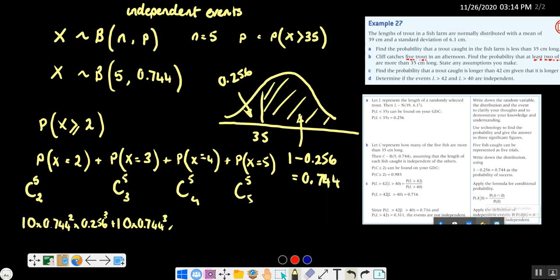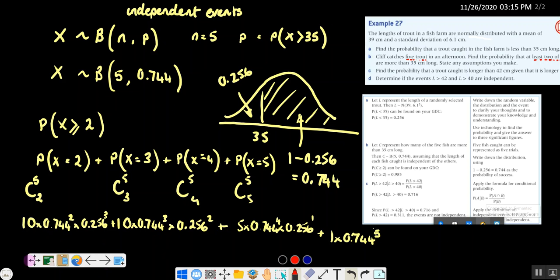0.744 to the power of 3 times 0.256 to the power of 2 plus, what was it, 5 times 0.744 to the power of 4, because it's 4 there, times 0.256 to the power of 1, plus, finally, one lot of 0.744 to the power of 5. Yeah? Because I've gone through those 4.